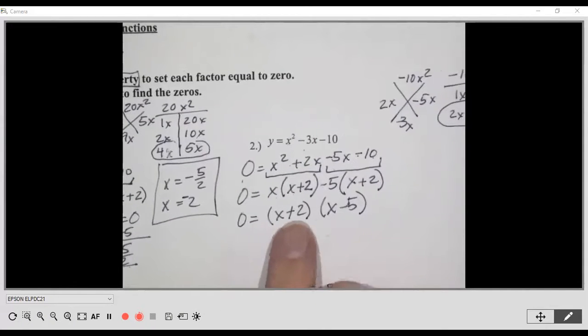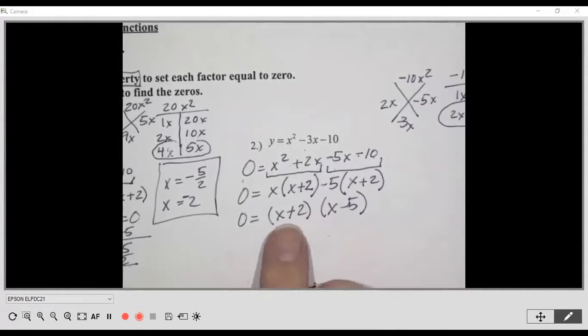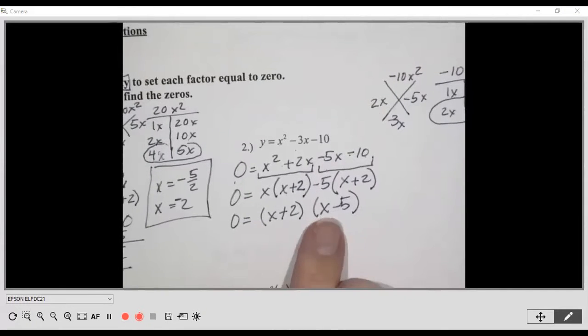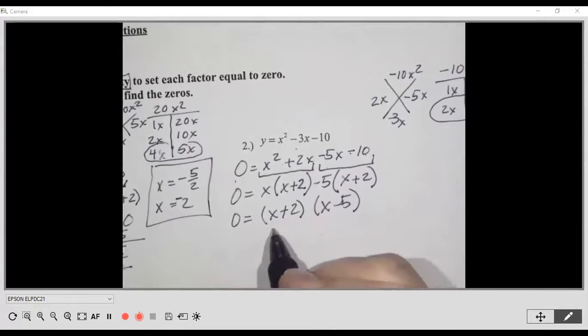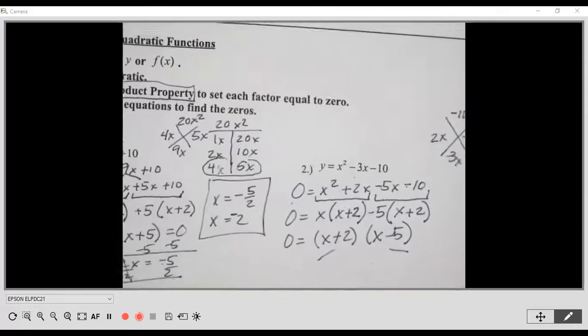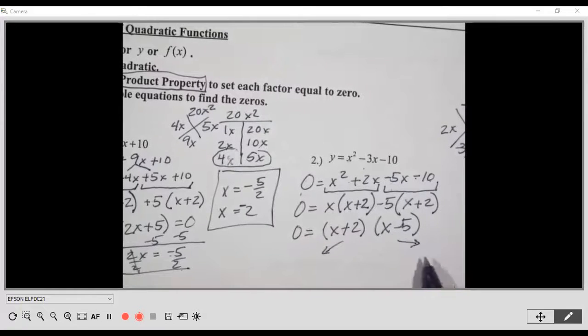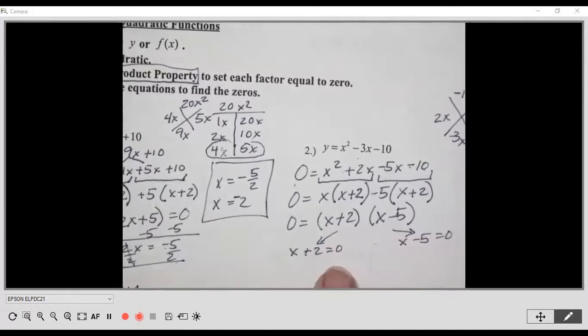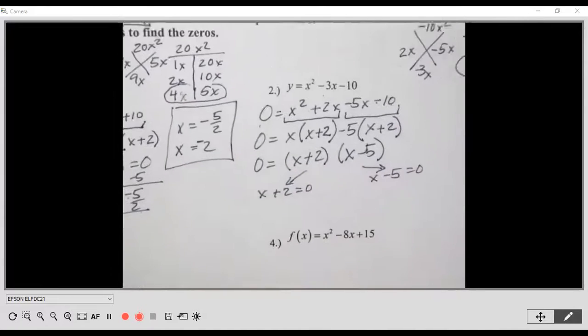So in order to be equal to 0, one or both of these quantities has to be equal to 0. 0 times anything equals 0. So I'll branch these off into the two different possibilities. Either x plus 2 equals 0 or x minus 5 equals 0. Okay, and that's just a little bit cleaner looking than what I did on number 1.